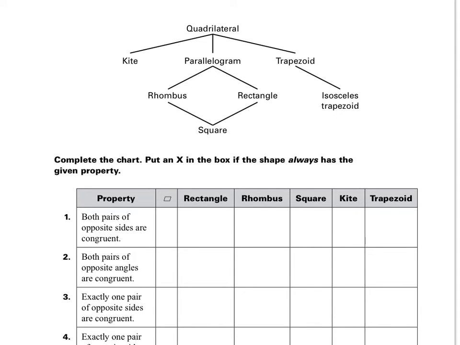So both pairs of opposite sides are congruent is a parallelogram. And if it's a parallelogram, it's a rectangle, a rhombus, a square. Both pairs of opposite angles are congruent. Again, that's a parallelogram. So it'd be a rectangle, a rhombus, and a square.